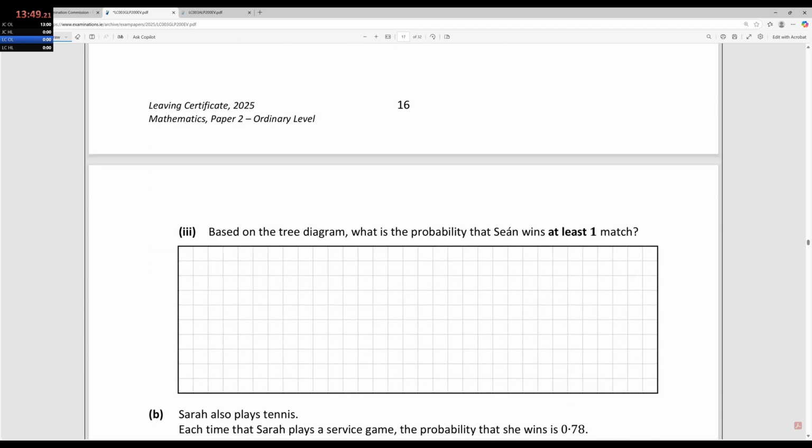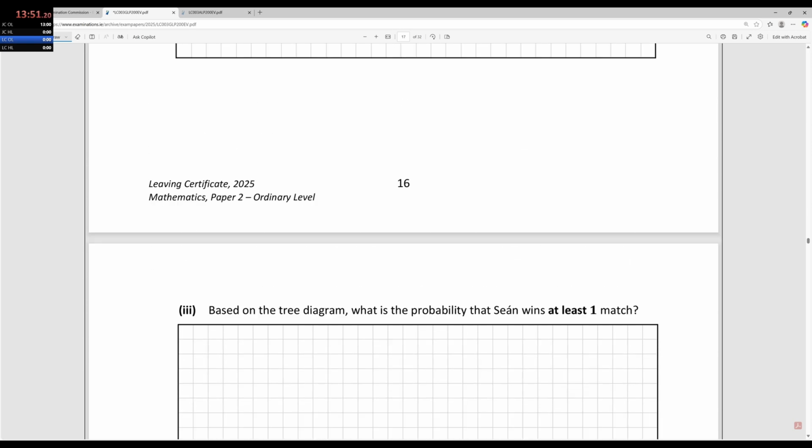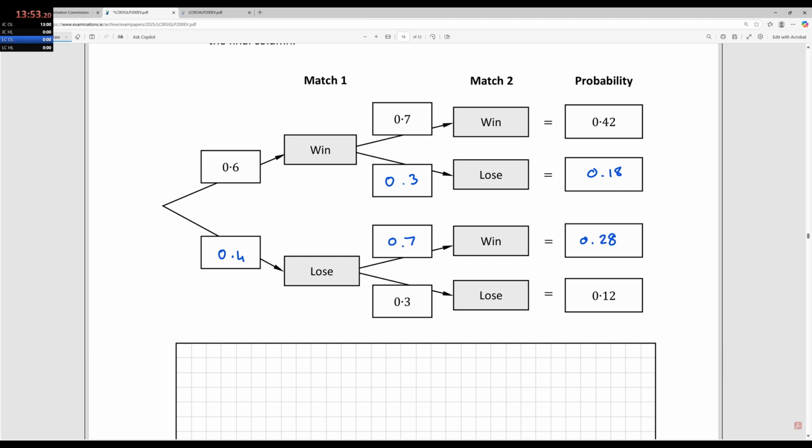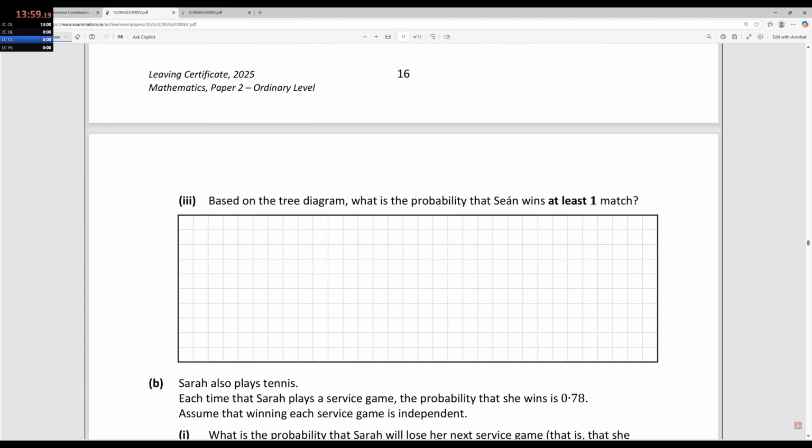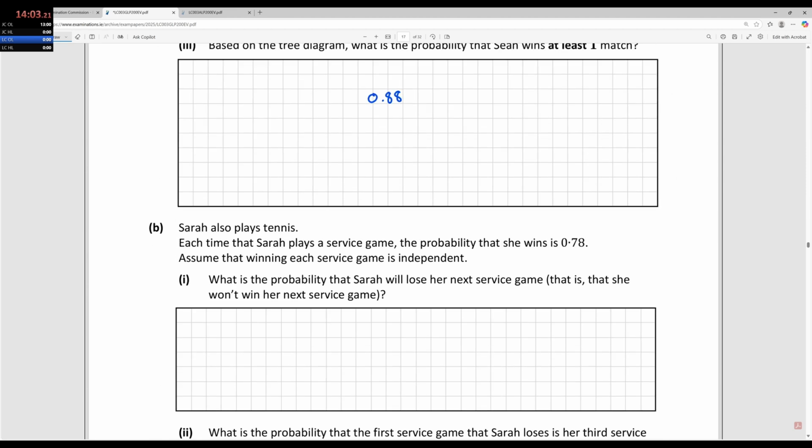Yeah. Based on the tree diagram, what is the probability he wins at least once? So that means it could be this one, or this one. So it's 0.88, because you have to add them because it's "or", so you have to plus them.